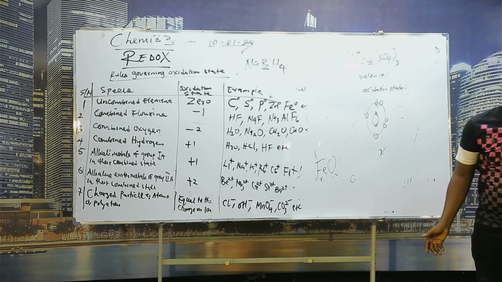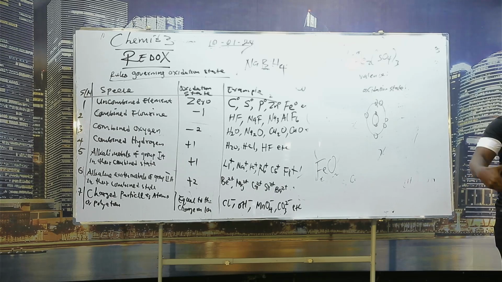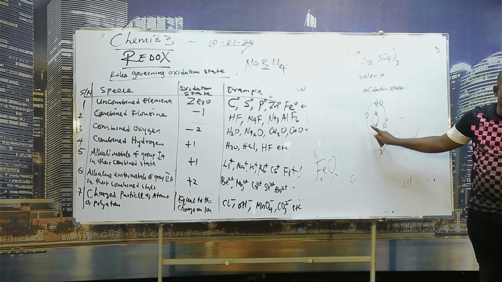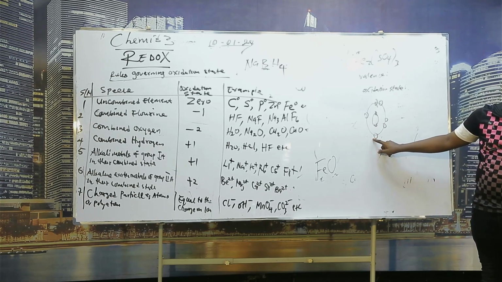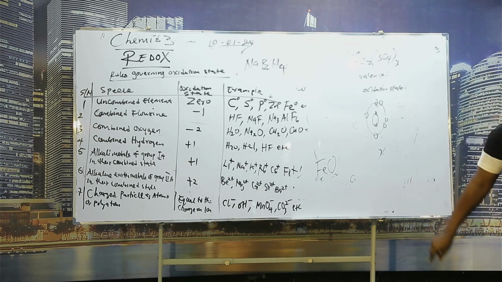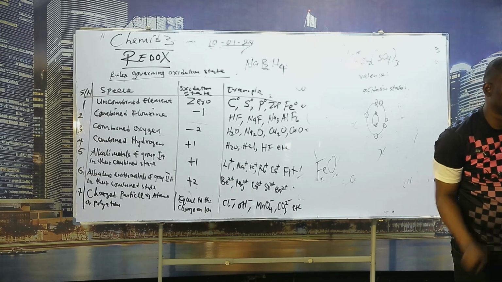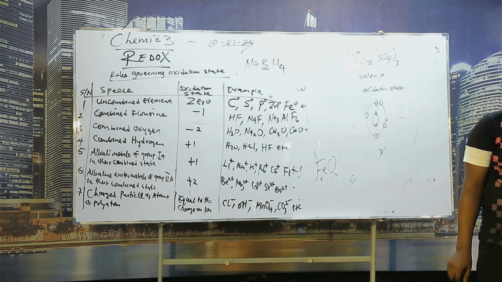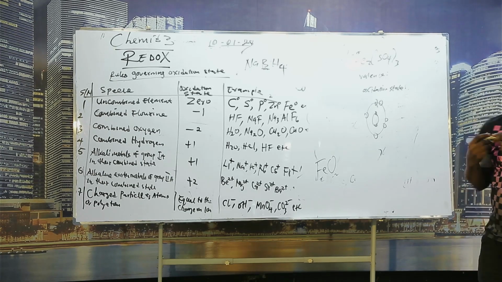Which ones is it going to use for bonding? The unpaired ones. Which ones are unpaired? This and this. So any electron in the outermost shell used for bonding is what? Valency. So the valency of oxygen is what? 2. Not 6. Is it confusing? How? Okay, well, watch this.